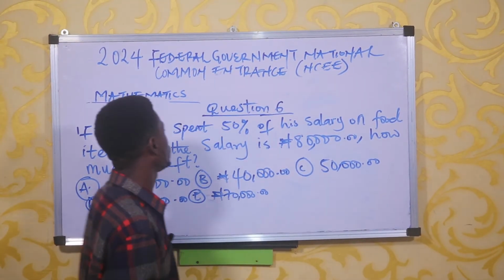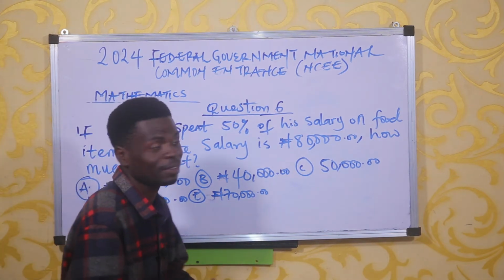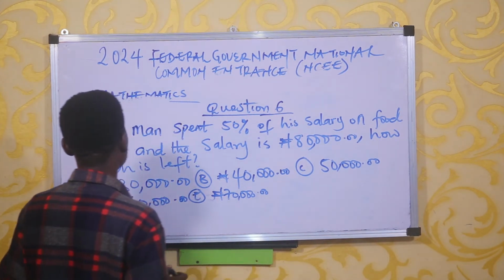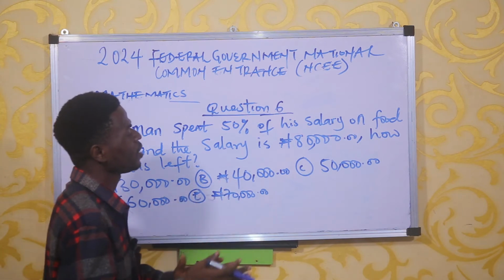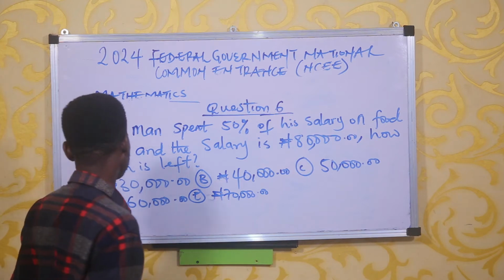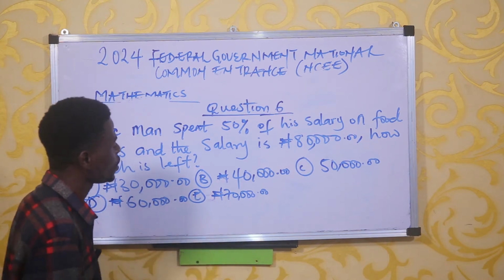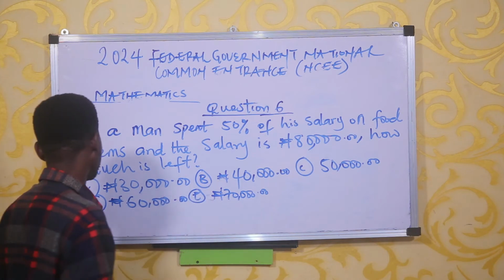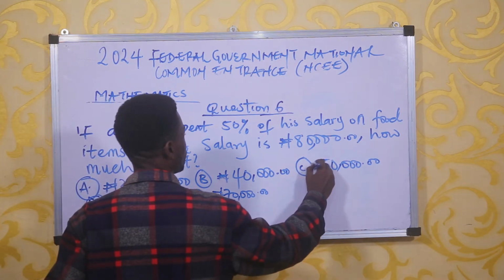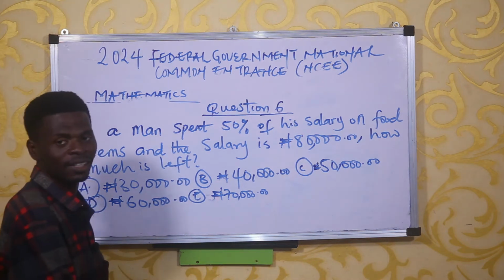Question 6 is that if a man spends 50% of his salary on food items and the salary is 80,000 naira, how much is left? Take a look at it. From our options, A is 30,000, B is 40,000 naira, C is 50,000 naira, D is 60,000 naira, and E is 70,000 naira.